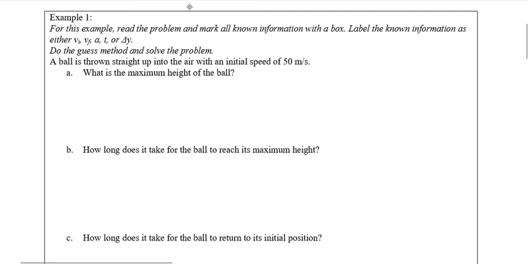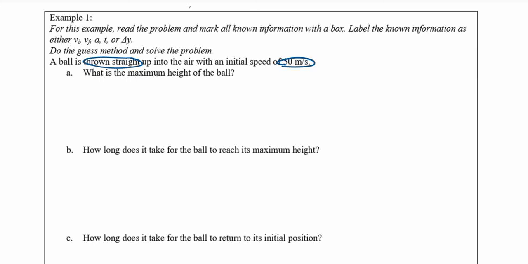All right, here are the examples that we've got for the reteach. I just want to make sure that you've got answers to them. So in example 1, we have a ball thrown straight up into the air. That's an important piece of information with an initial speed of 50 meters per second.